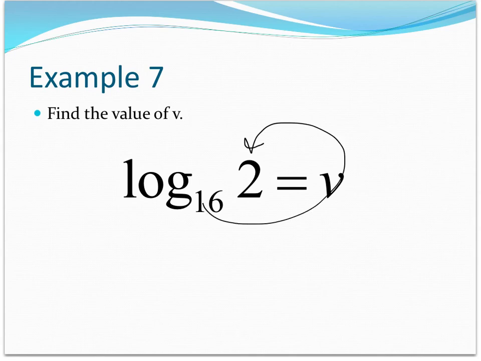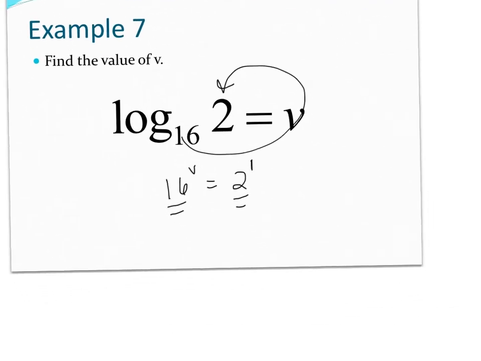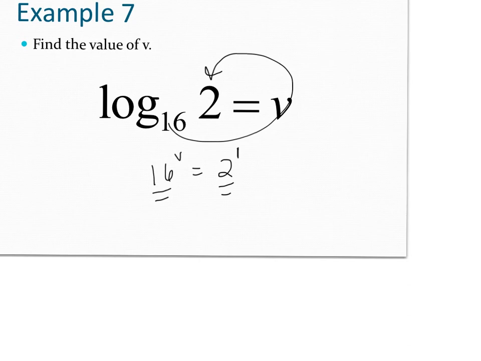16 to what power is equal to 2? That means I'm going from a larger number to a smaller number, and the exponent here is 1. So what I want to do is get them to be the same base. I should expect that v is going to be a fraction, because I'm getting to a smaller number from 16.